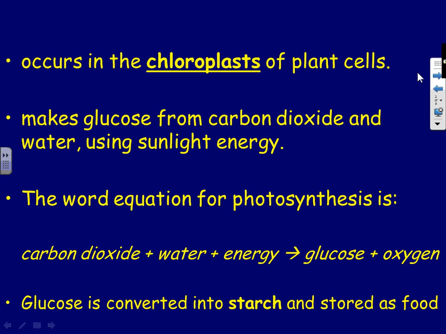So again, it occurs in the chloroplasts. Again, that's that organelle that we learned about back in the cell part, where we said that plant cells contain these organelles called chloroplasts, and they contain chlorophyll. All right, and that's the green pigment. Makes glucose from carbon dioxide and water using the sun's energy.